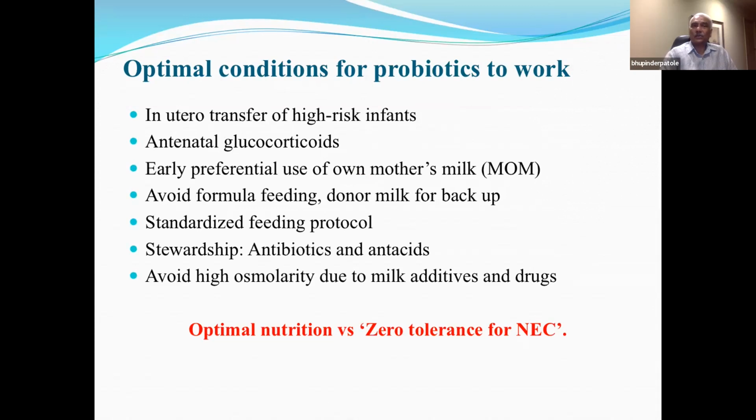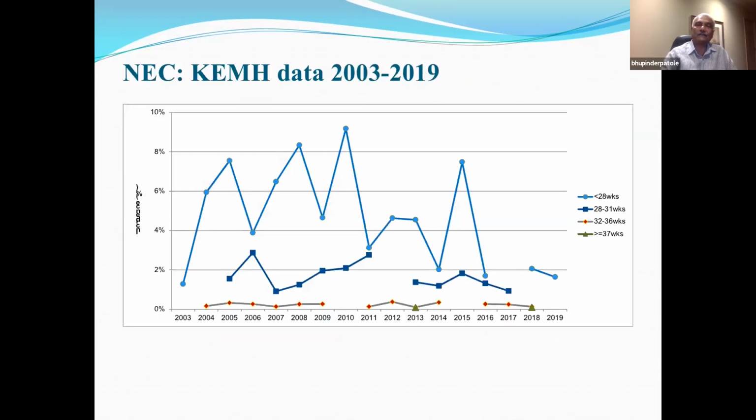Probiotics cannot do a magic on their own. So what are the optimal conditions to get the best out of probiotics? In utero transfer of high-risk infant, antenatal glucocorticoids, early preferential use of own mother's milk, avoid formula as much as you could, have donor milk as backup, use standardized feeding protocol, antibiotic stewardship, stay away from unnecessary prolonged exposure to antacid, look at high osmotic load from milk additives and drugs, and on the rounds every day, you have to make a conscious effort to have optimal nutrition versus zero tolerance for necrotizing enterocolitis. That's the balance that you should be trying to achieve every day on the rounds.